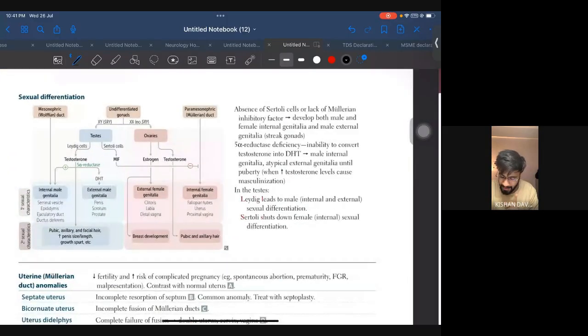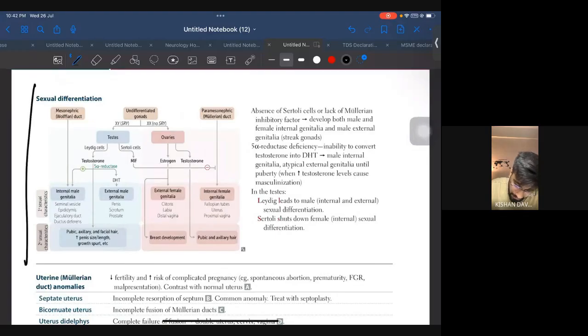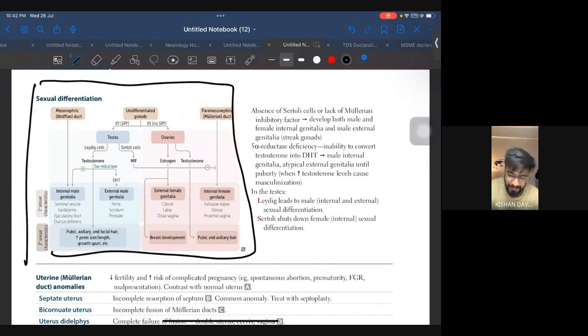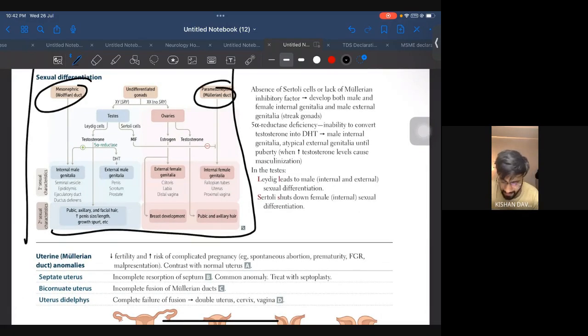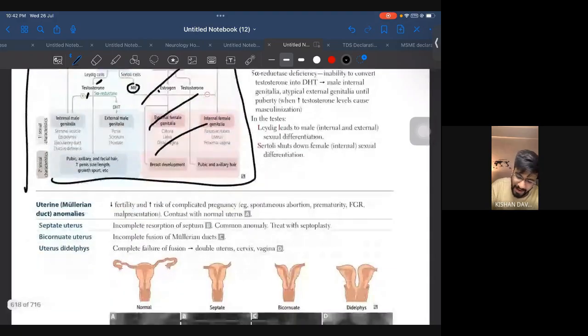So before beginning, I want you to remember this pathway because this pathway is what is going to help you in remembering pharmacology. Okay, simple. Let's see, mesonephric duct and paramesonephric duct. SRY gene is there, so it will go towards the testis. From the testis, Leydig cells secrete testosterone and Sertoli cells will be secreting Mullerian inhibitory hormone. So this whole part will get inhibited. Let's just see what happens ahead.